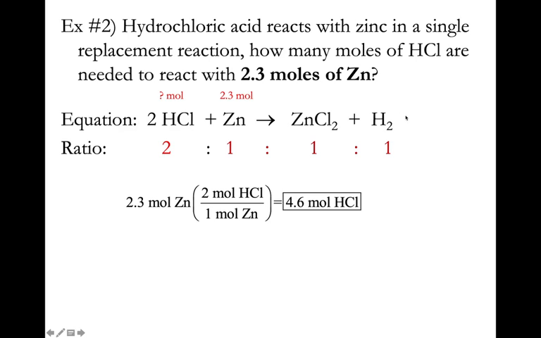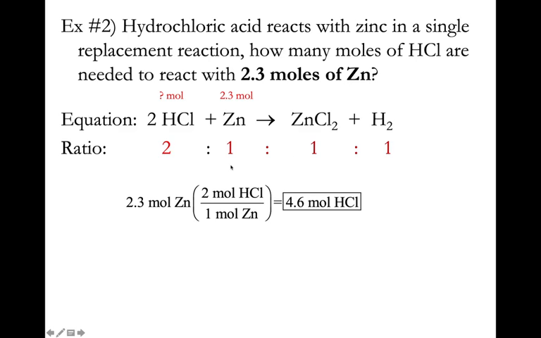Once you have that skeleton written out, you have to balance it. So you have to put the 2 here, because if you have 2 H's on the left, you have 2 H's on the right. 2 Cl's on the left, 2 Cl's on the right. 1 zinc, it's balanced. So your mole ratio is 2 to 1 to 1 to 1. Again, that comes from the coefficients.